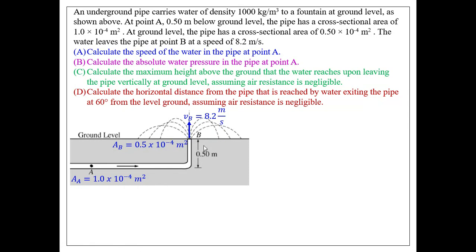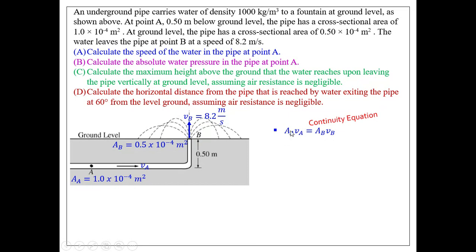All right, so part A is not too bad. To find the speed at point A, all you have to do is use the continuity equation, because you're given the area at A, the area at B, and the exit speed at B. So hopefully this triggers the continuity equation. Traditionally, it's A1V1 equals A2V2.